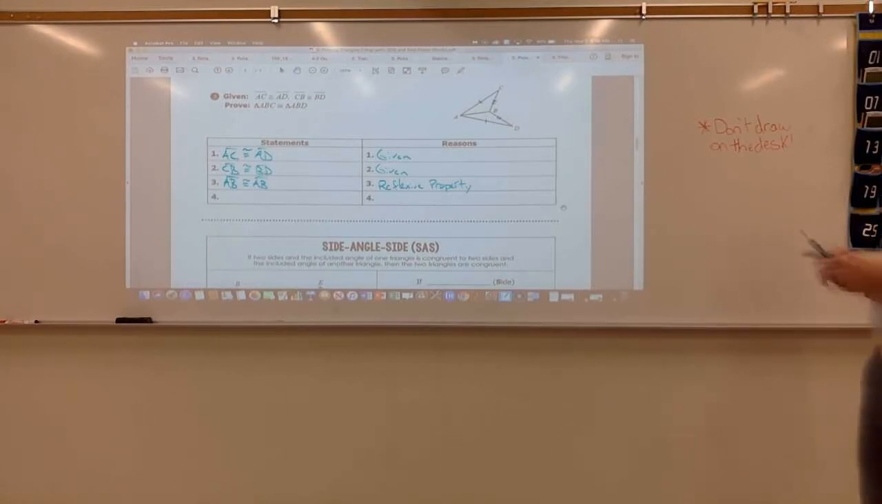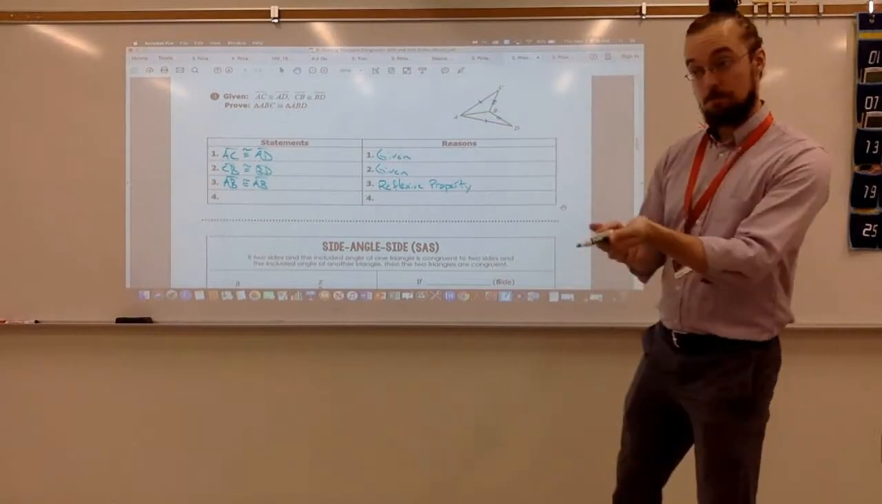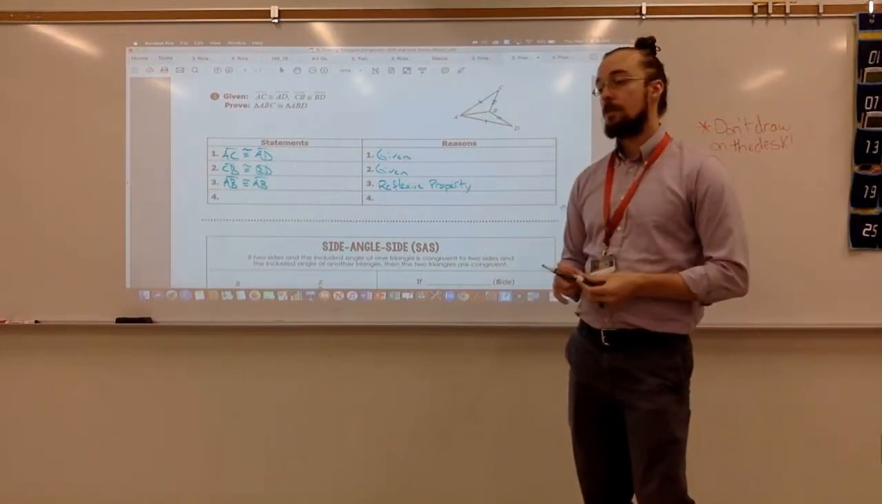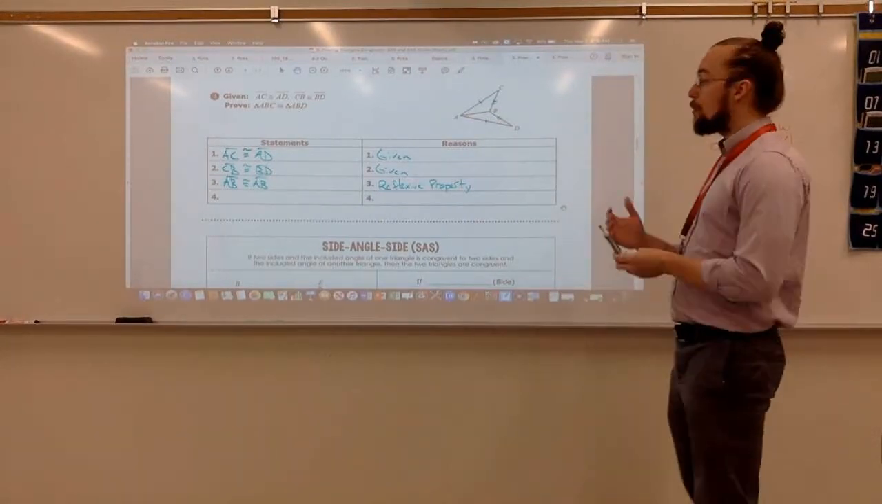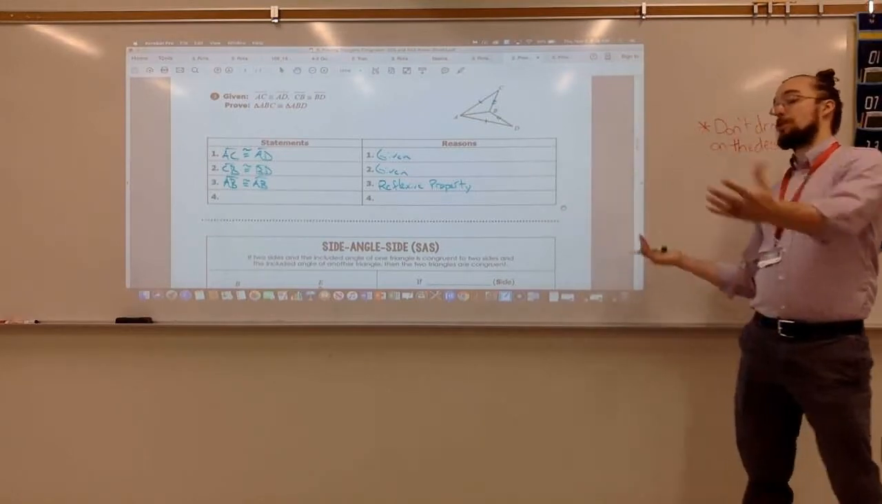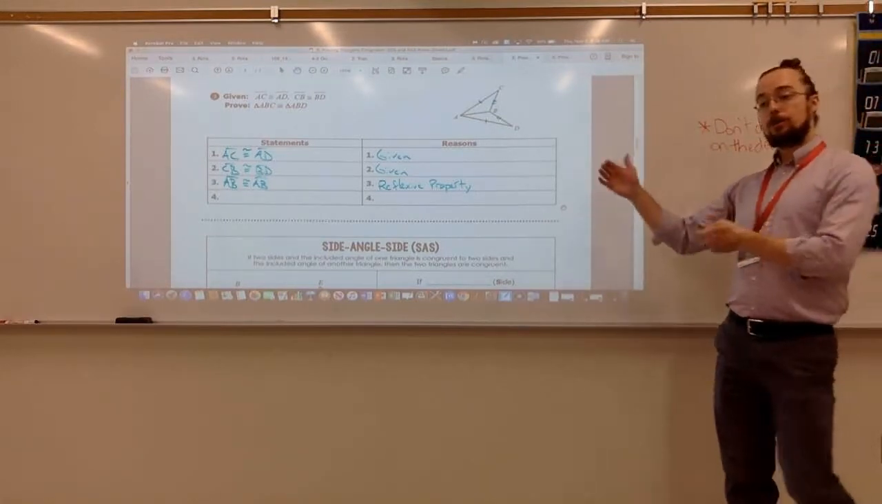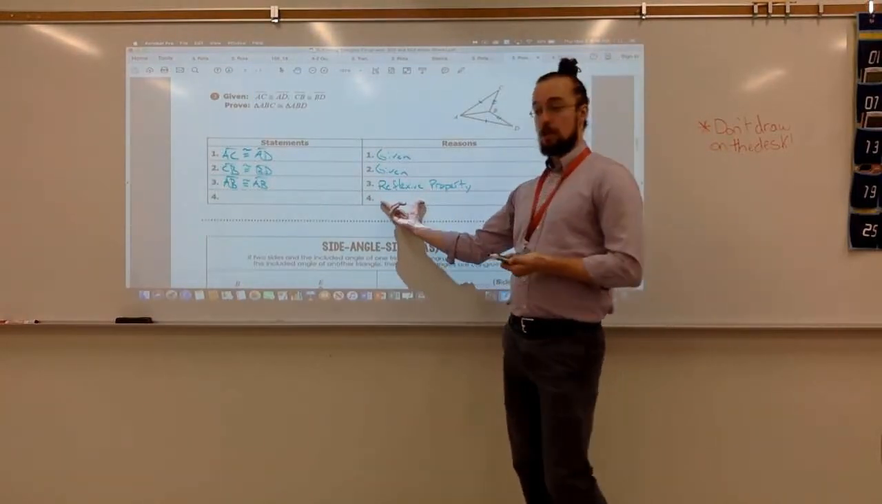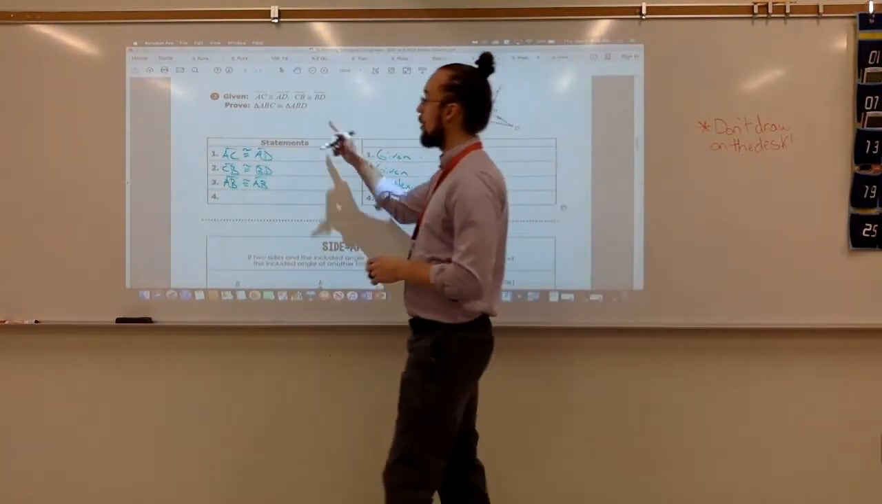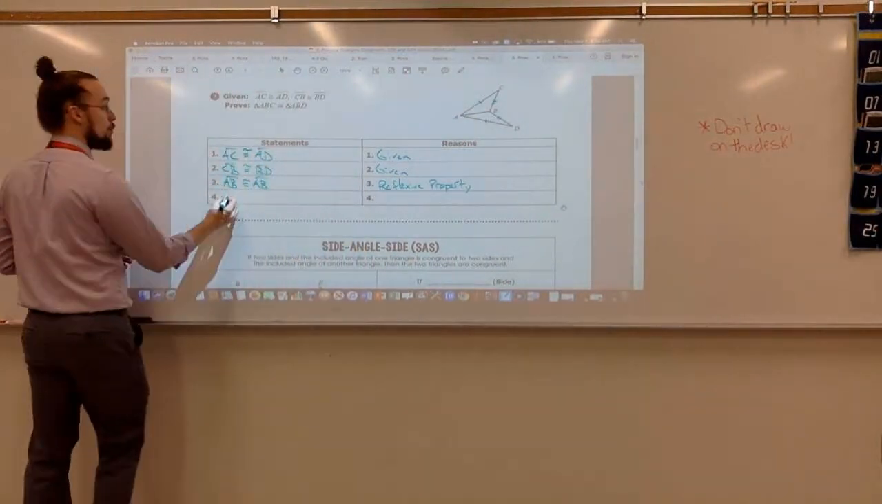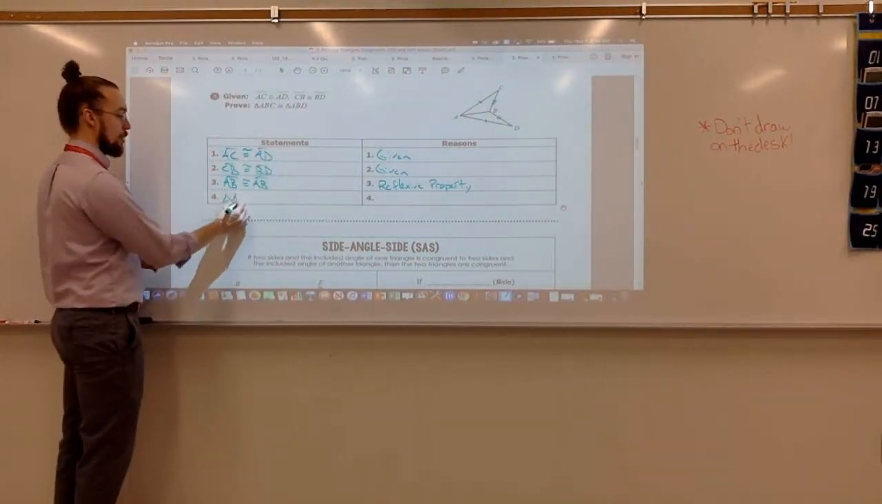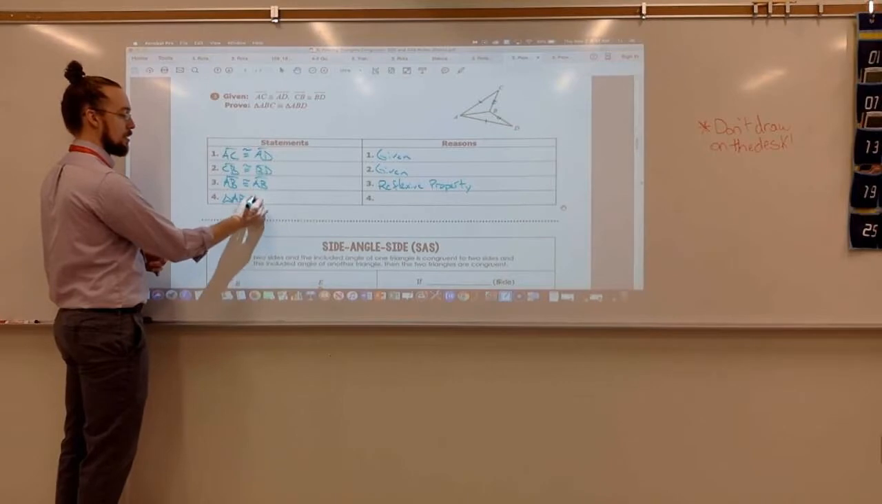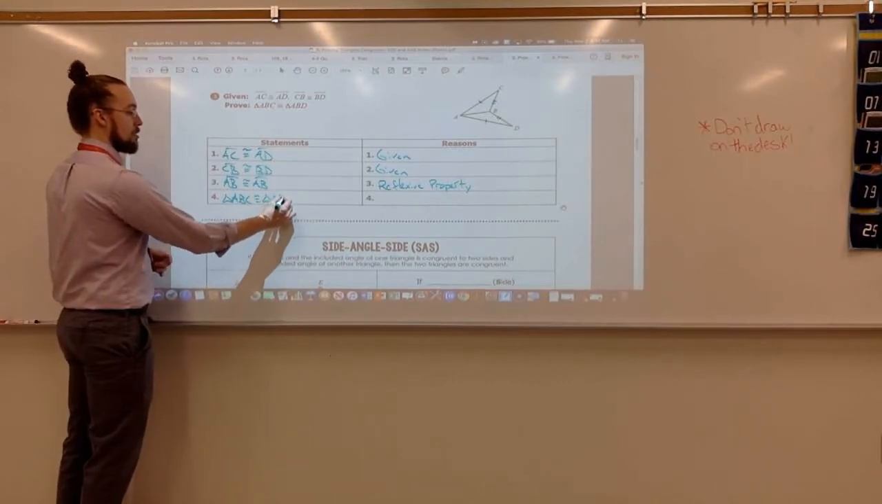So now, are we not using the CPCTC? No, that one was only if we were showing all 6 parts congruent. So now if we're using one of the shortcuts, we're going to say side, side, side. So now we can say triangle ABC is congruent to triangle ABD by side, side, side.